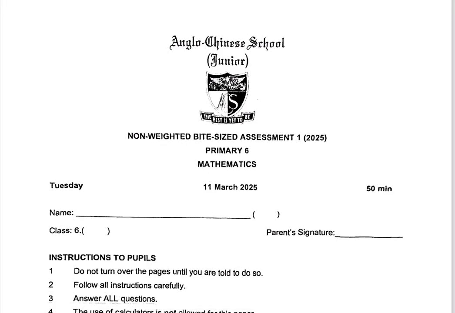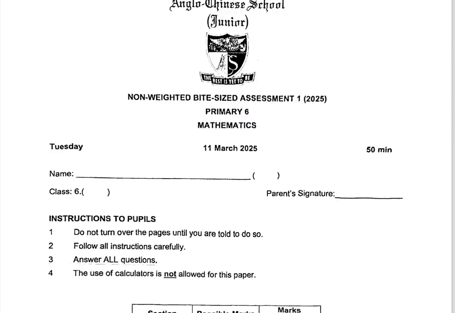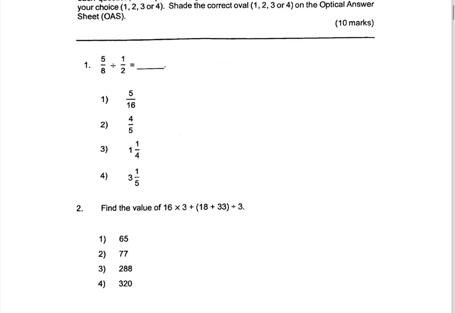Okay, today we will be doing ACS School Junior for Primary 6 WA1 2025. So let's start with the questions.